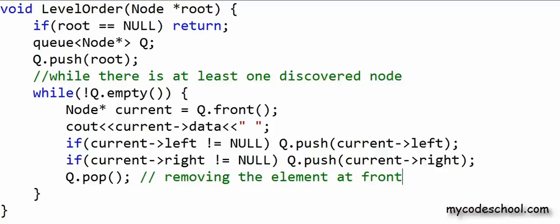Okay, so this is the implementation of level order traversal in C++. You can check the description of this video for a link to the source code, and there you can also find all the extra code to test this function. Let's now talk about time and space complexity of level order traversal.